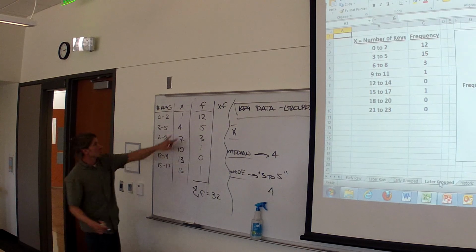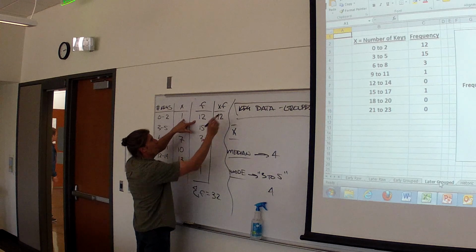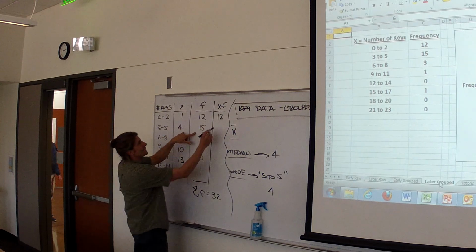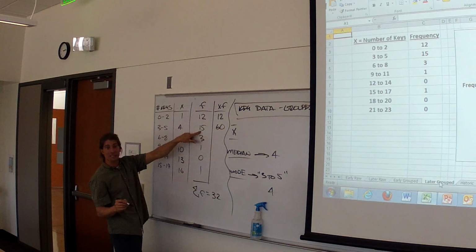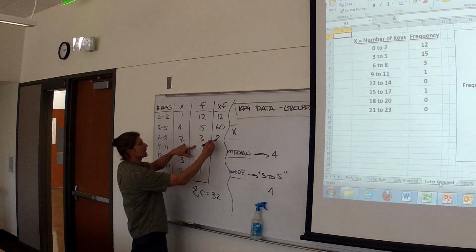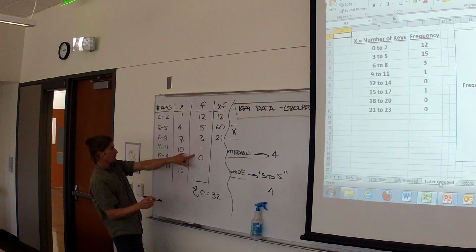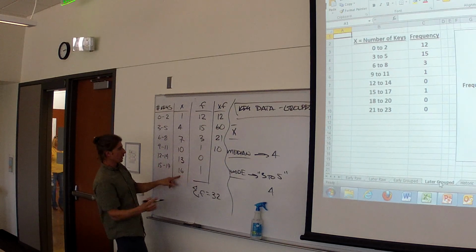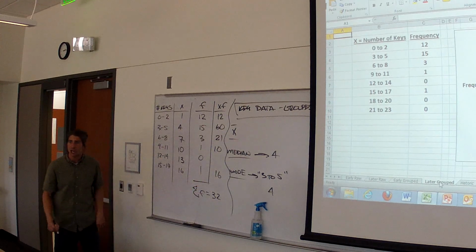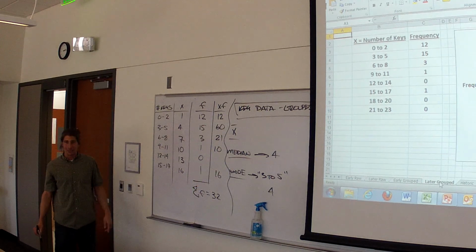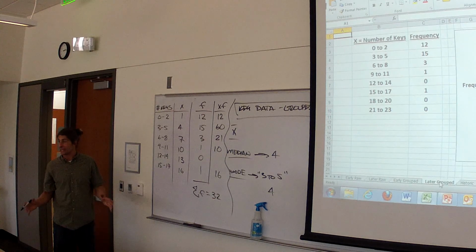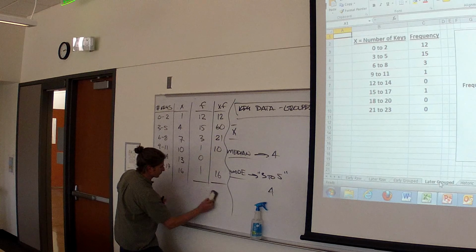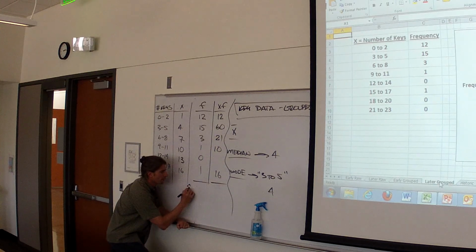X times F. So 12 keys in total were contributed by these 12 people. 60 keys in total were contributed by these 15 people. 21 keys from these 3 people. 10 keys by that one person. Nobody gave 13. And 16 keys from that person right there. Add that column up, and that should be an approximation of how many keys we actually had in the room that day. I'm going to have to scooch this over a little bit to make room for it.